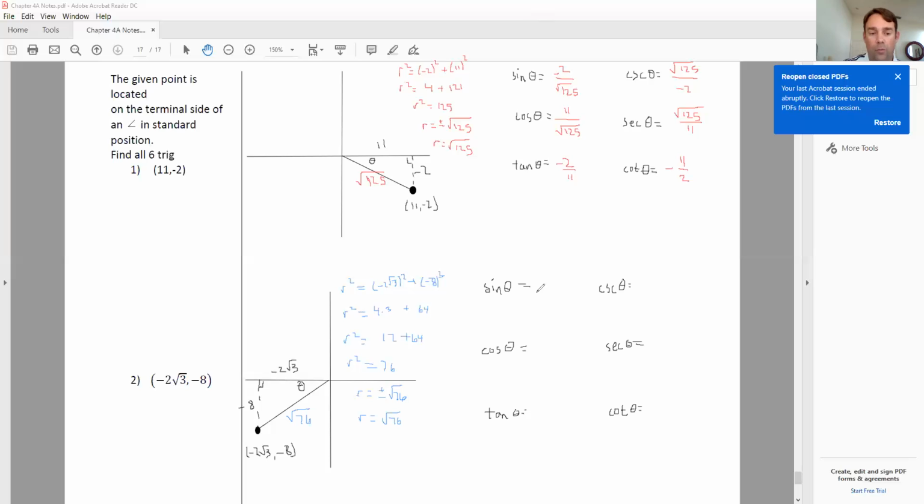All right, sine is y over r, so -8 over square root of 76. So the reciprocal would be root 76 over -8. Cosine is going to be -2 root 3 over the square root of 76. And secant will be the reciprocal of that.